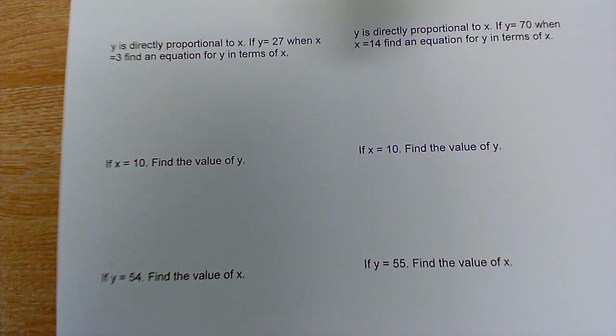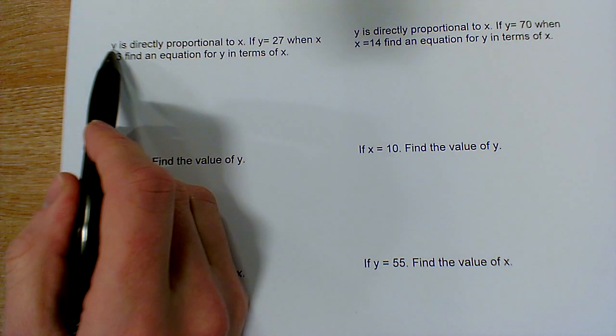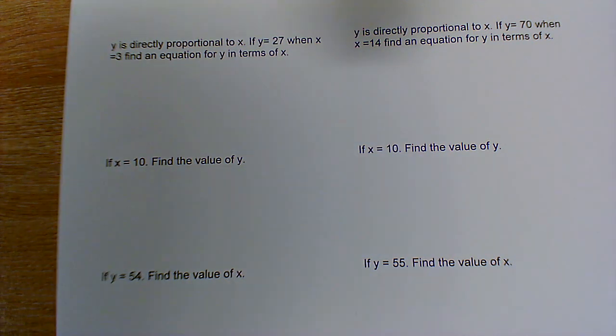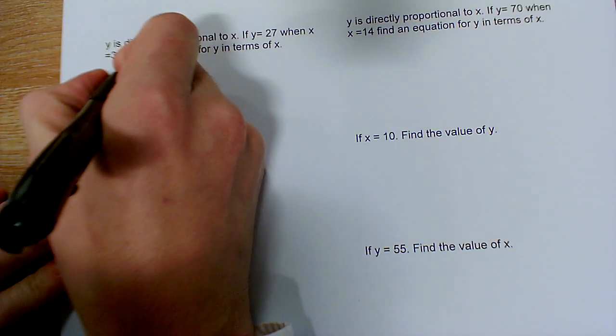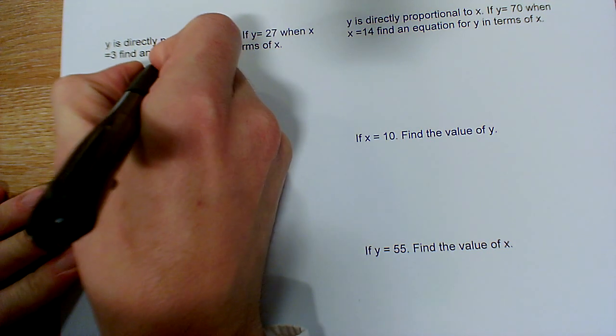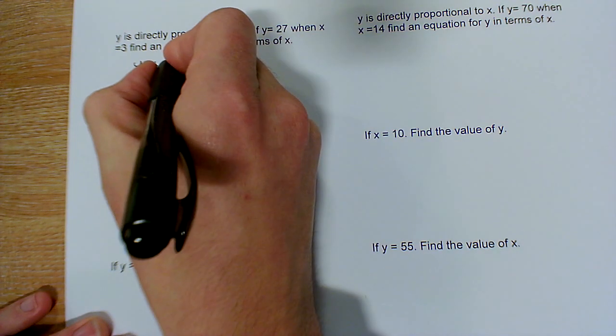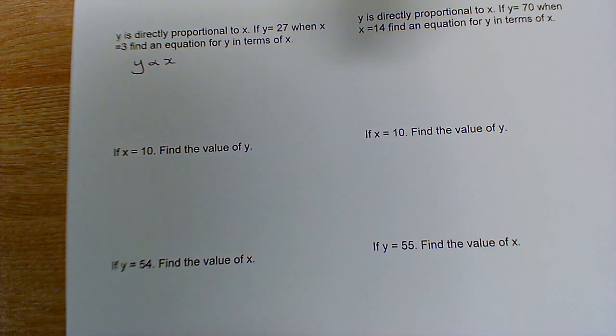Now, when you're told that y is directly proportional to x, all that means is that there is some relationship between y and x, and we want to find an algebraic way to describe that. So you might see that written like this: y is proportional to x. So what that means is, as I say, there is some constant which multiplies by x to give you y.